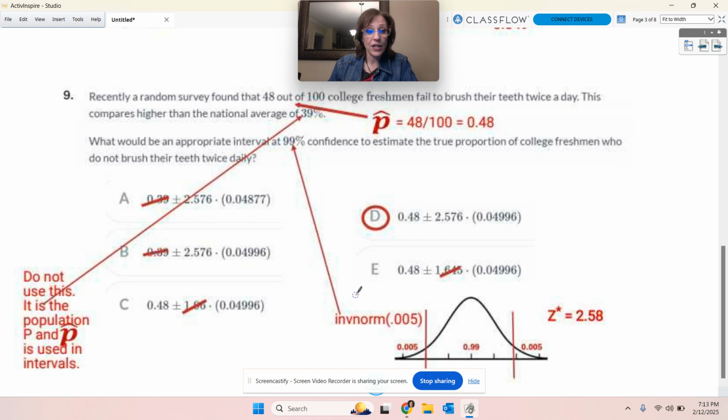With that right there, I now know it's either A, B, or D, okay? But also, they told me that the national average is 0.39. That means that's a population p. And when we have intervals, we use p hat, not the population p. So I knew I was also using 0.48 here. So there you go. That's why it was D. Okay, number 10.